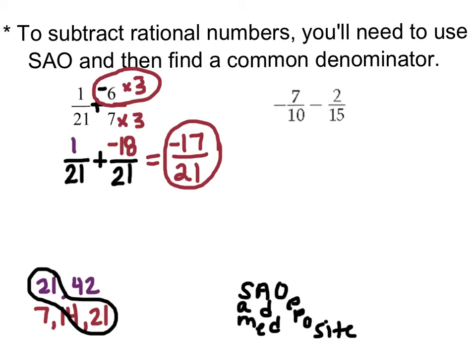Okay, let's go ahead and try the next one. Again, first thing we need to do is use SAO because it is a subtraction problem. So I'm going to change it to adding -2. Now we look for our common denominator. So we have multiples of 10.